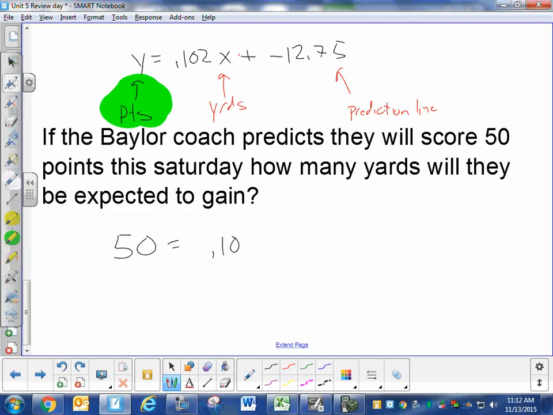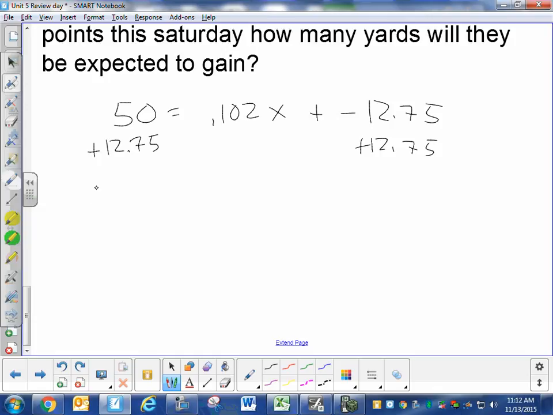50 equals 0.102x plus negative 12.75. Let's remember back to our algebra days, solving for our variable. Question, Mr. Riley, you got the answer? Good. Well, Mr. Riley, I taught you algebra, so you better tell us how to solve for x in this situation. Take 50 divided by 0.102. Not first. You get rid of the stuff being added first. Then we get rid of the 0.102. Always get rid of the stuff being added.